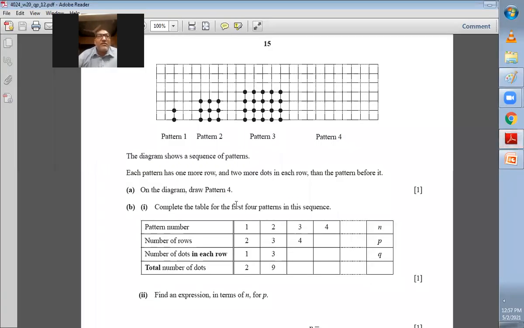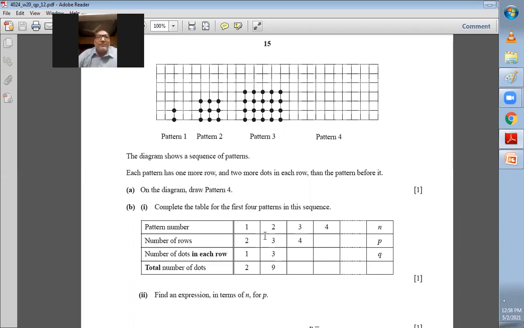The next part says, complete the table for the first 4 patterns in this sequence. So here I have the number of rows, the number of dots in each row, and the total number of dots. The number of rows in the first figure is 2, in the second figure 3, in the third figure 4, and in the fourth figure 5. And the number of dots in each row in the first figure is 1, in the second figure 3, in the third figure 5, and in the fourth figure there will be 7.